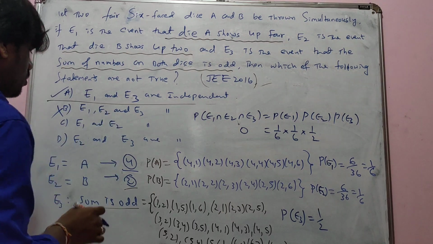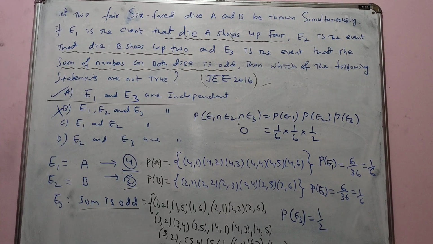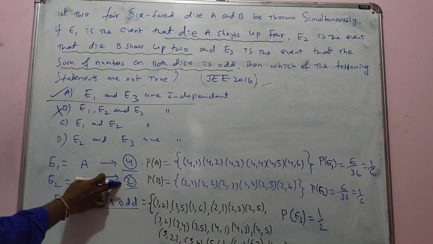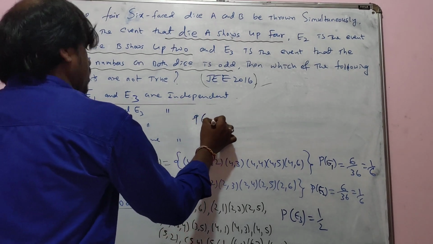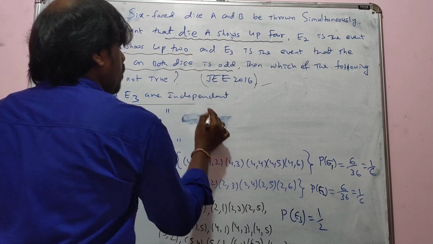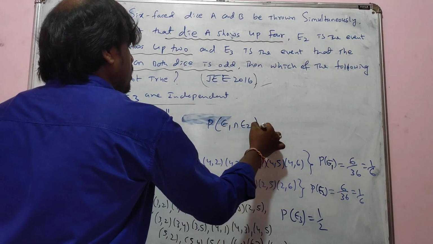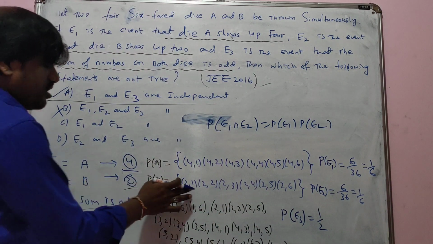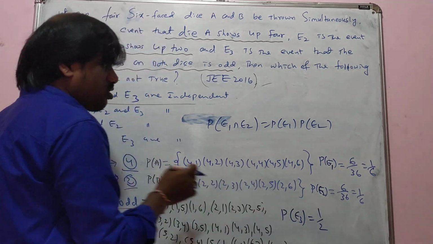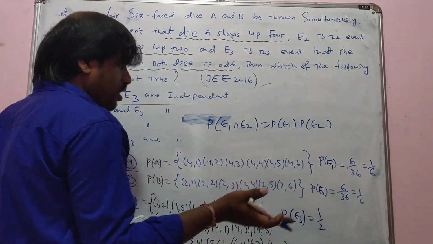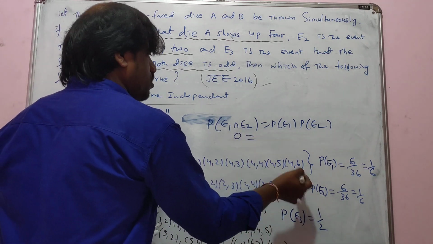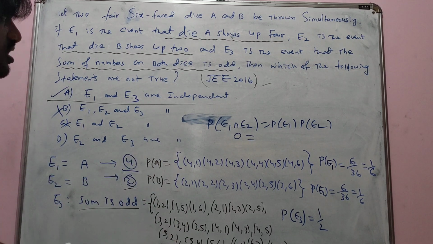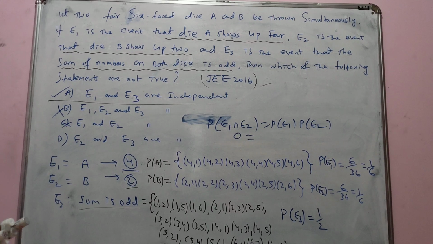Let us go for E1 E2 intersection, option C. Is option C correct or not? E1 and E2 are the two events you have. Probability of E1 intersection E2 should equal probability of E1 into probability of E2, dear students. Probability of E1 intersection E2 is combined here, and nothing is common in both, so that is 0, which is not equal to 1 by 36. Therefore this is also a wrong answer. This is how you can find the intersection. This is JEE 2016, understood students?